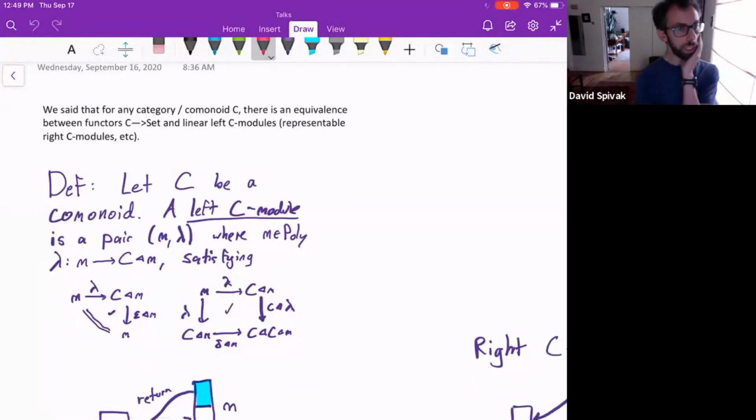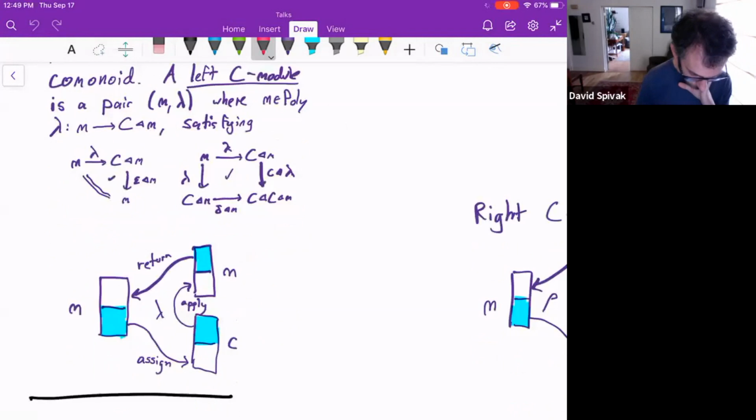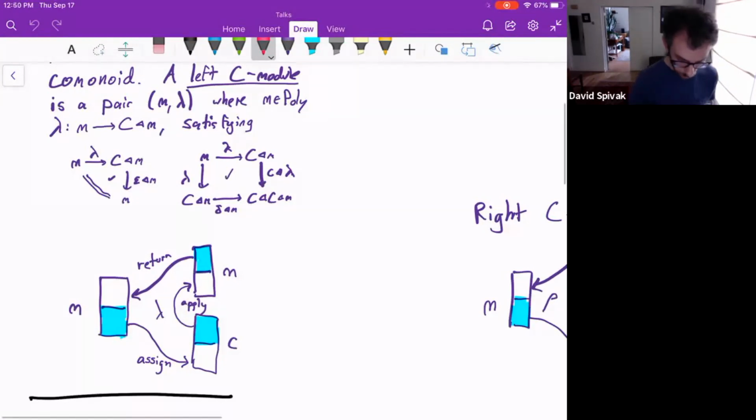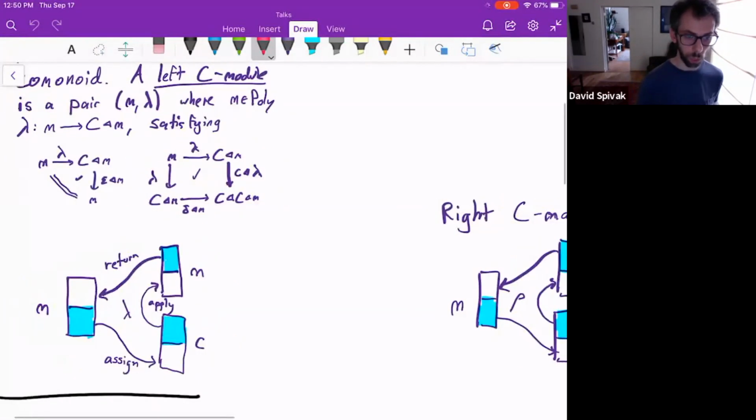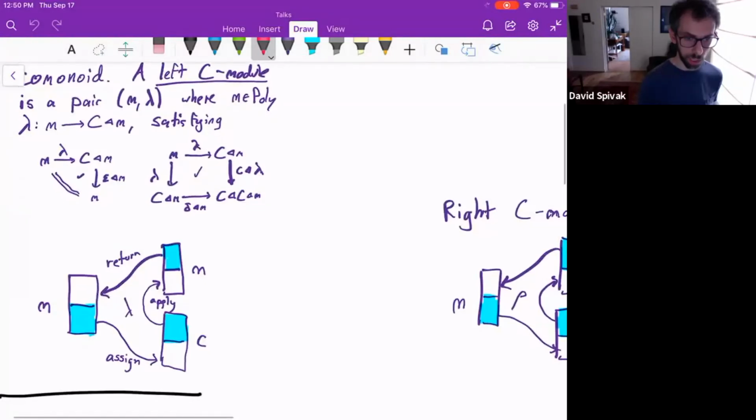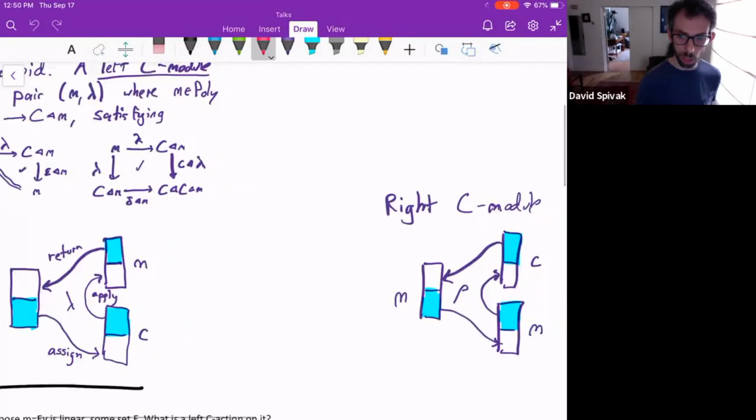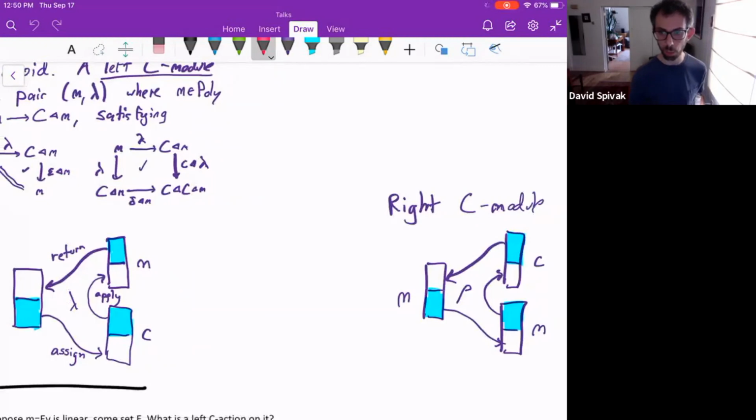So what is a module? If you have a comonoid C, a left C module is a pair M, lambda, where M is a polynomial. Lambda is a map from M to C composed M, satisfying these usual commutative diagrams. And so I'll use this name, assign, apply, and return. So it goes from M to C composed M, or we could do from M to M composed C. That would be a right C module.